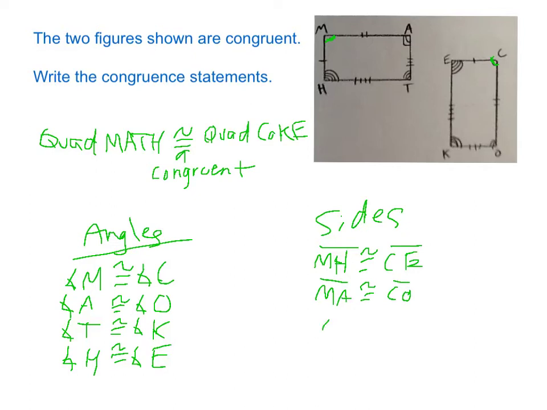And we've got AT, which is congruent to line segment OK. And we've got TH, which is congruent to KE. There's all the congruent statements: one to say the one figure is congruent to the other, all of them for the angles, and all of them for the sides.